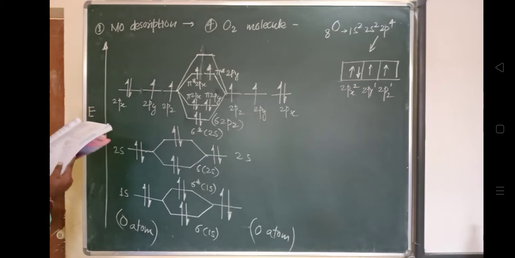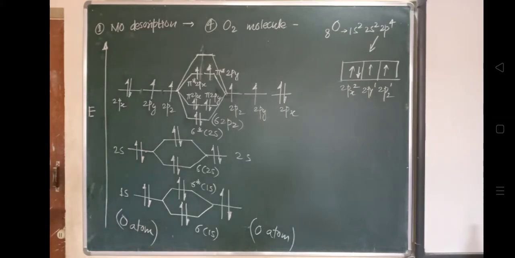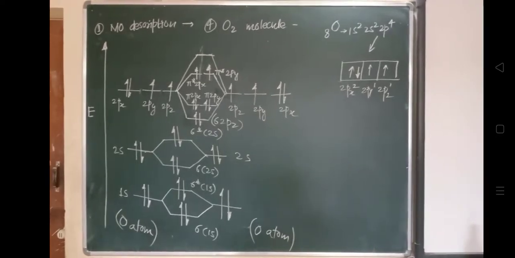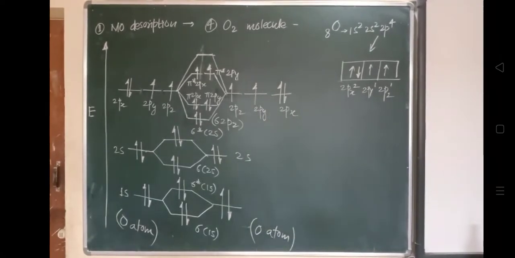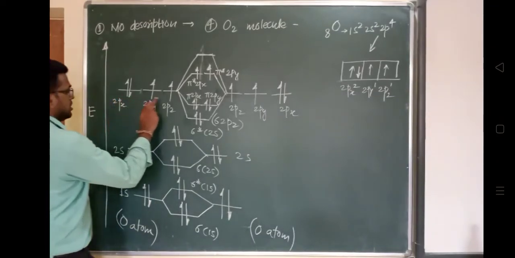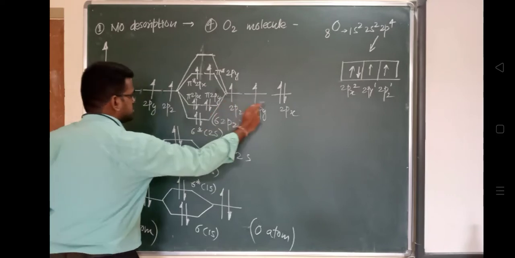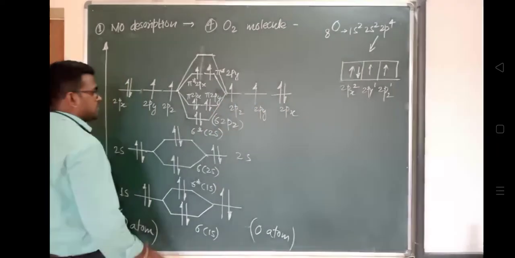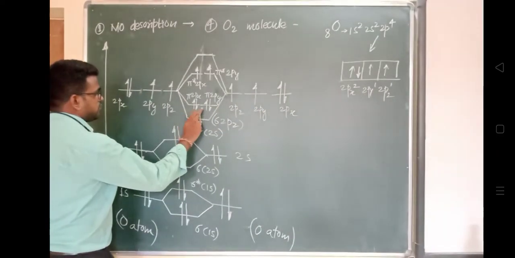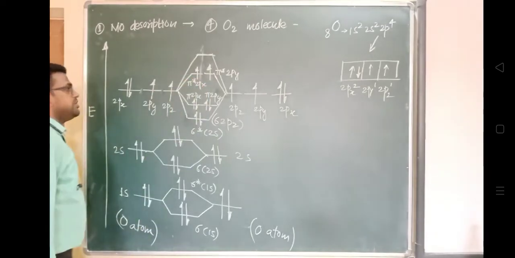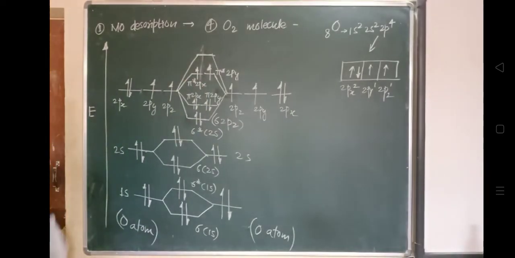Okay, so this is the electronic configuration: 1, 2, 3, 4. So pi star 2py. So if you check this, 1, 2, 3, 4, 5, 6, 7, 8. In this way there will be a total of 8 electrons that will take part over here.